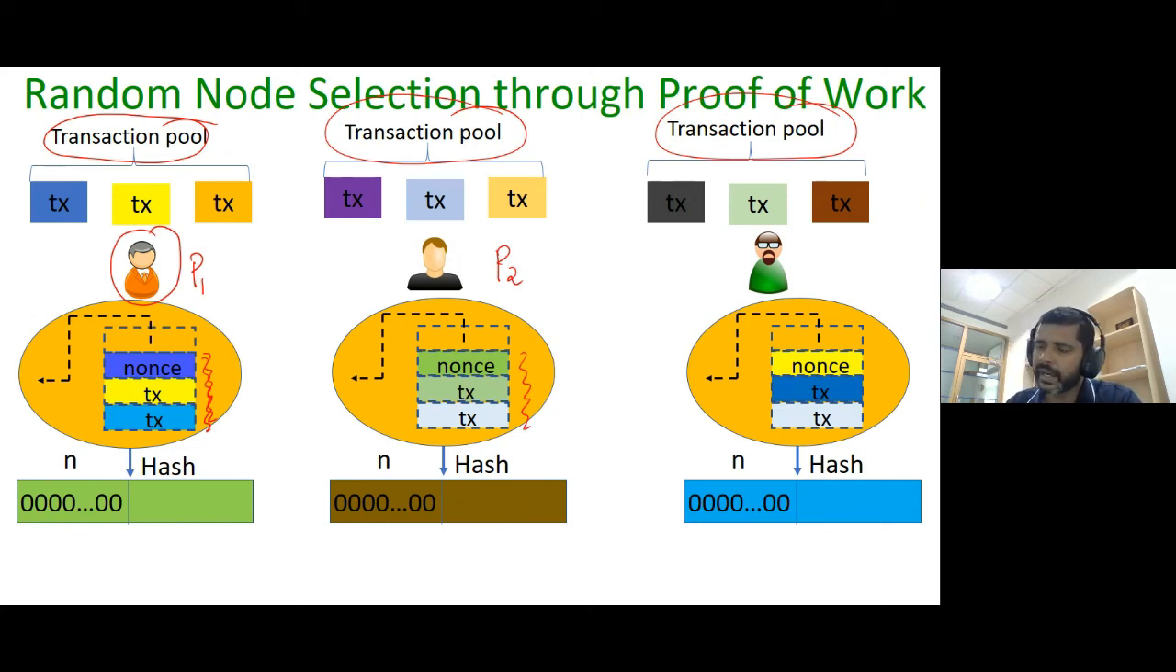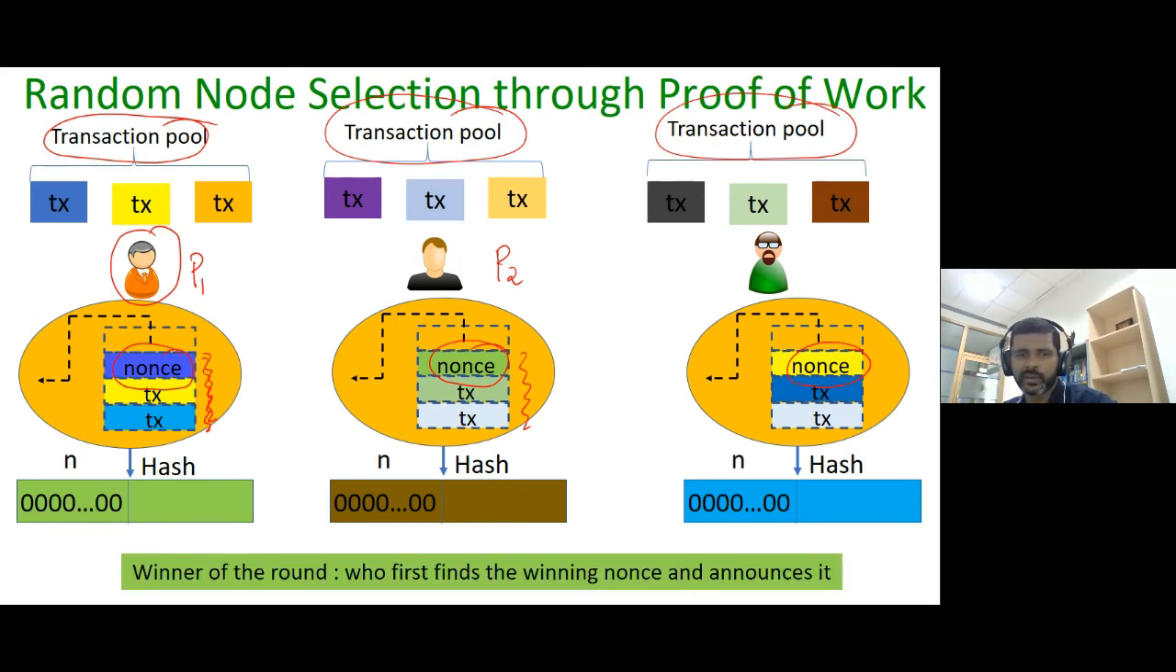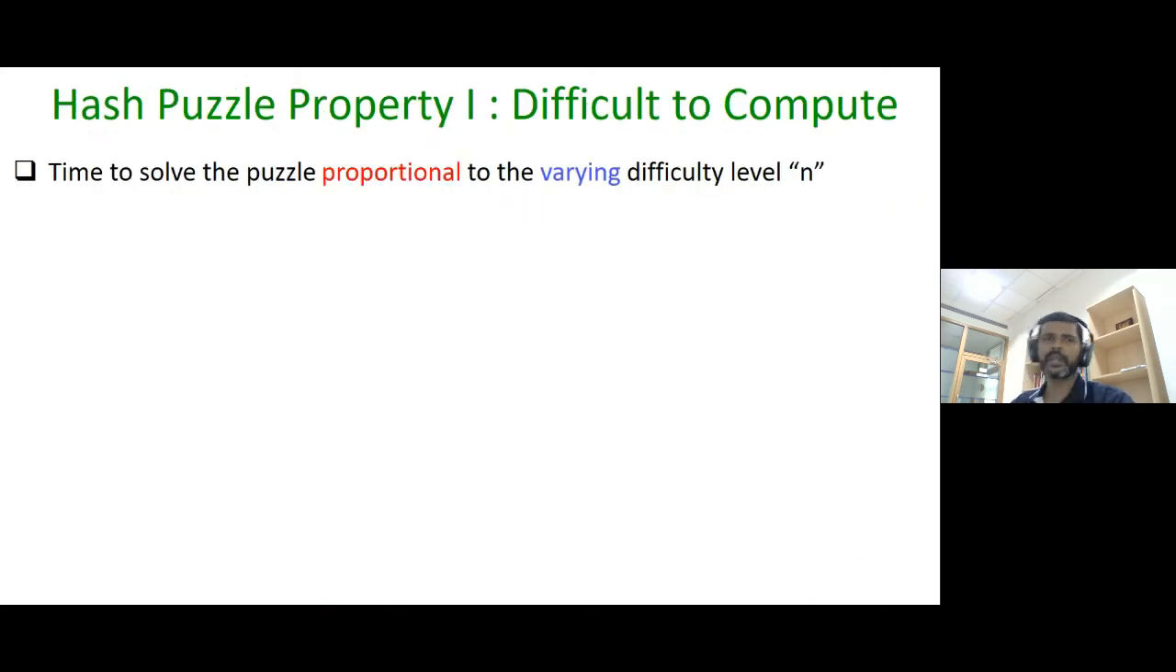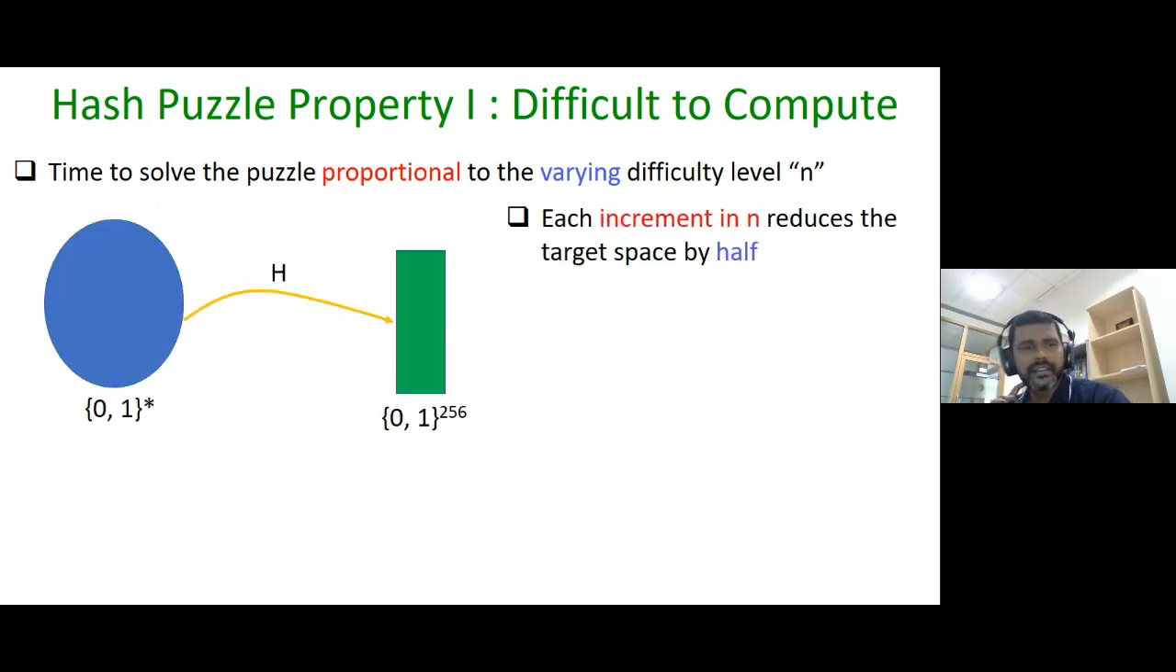And each of them is independently trying to find a nonce, which can help him or her to find an output which starts with n number of zeros. And the winner of the puzzle, or the winner of the round, will be whoever finds the nonce first and announces it. Okay, so there are a couple of properties which we want to be addressed through this hash puzzle. First thing, it should be difficult to compute. And let's see how exactly it is difficult to compute and how exactly we can control the difficulty level.